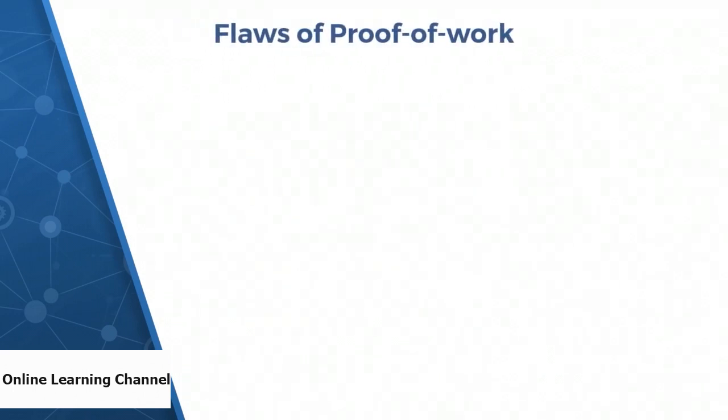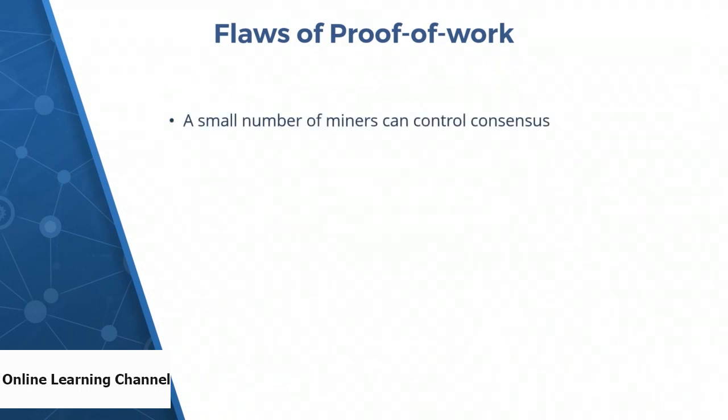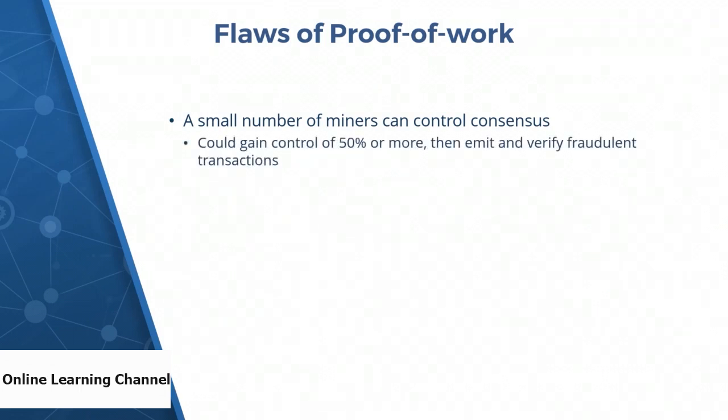Which brings us now to the next task in the exercise, which was to identify the flaws with the proof of work algorithm. One of the biggest problems, which hasn't occurred yet, but it could be just a matter of time before it does, is that just a small number of miners can end up controlling the consensus. So if just a single entity or a handful of them who are colluding happen to control over 50% of the total computing capacity in the Ethereum network, then they can simply emit and then verify their own fraudulent transactions.